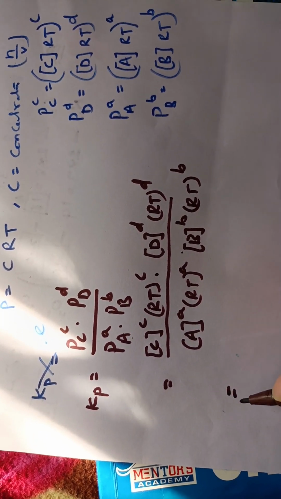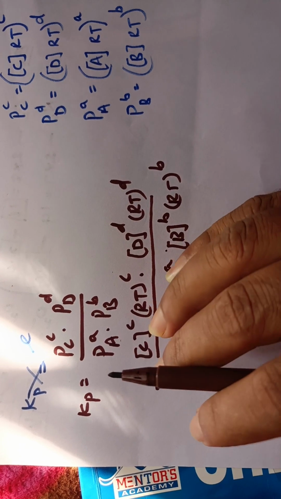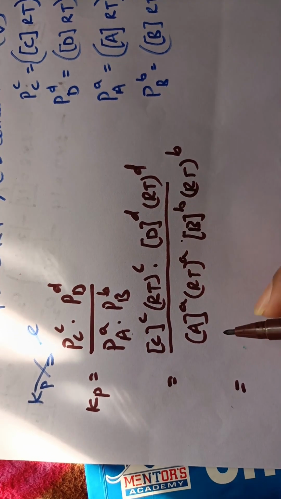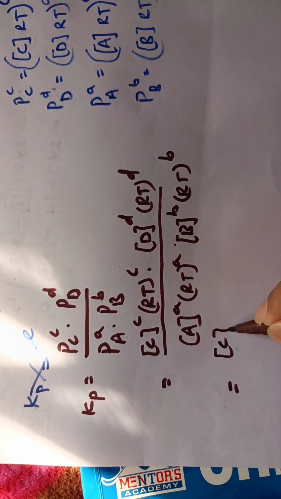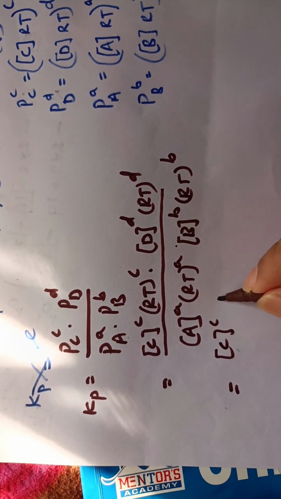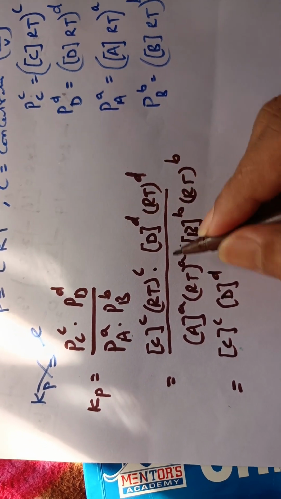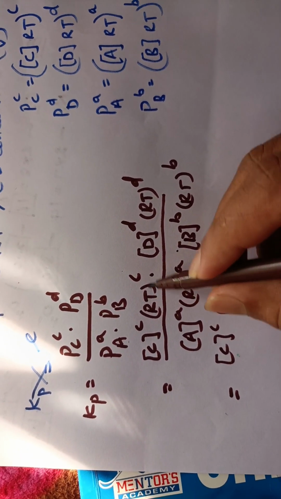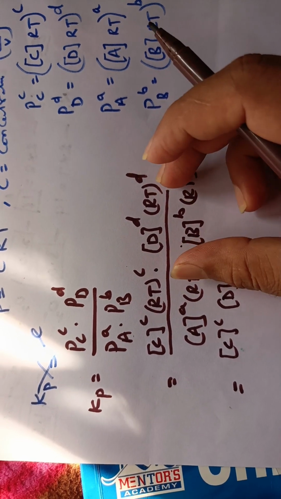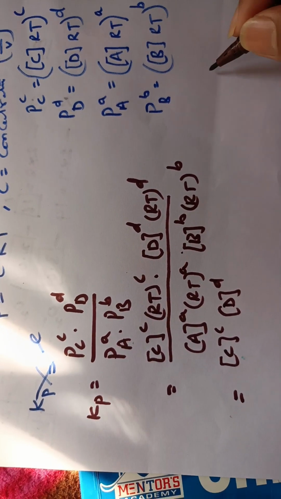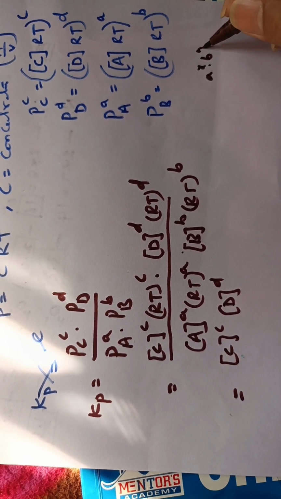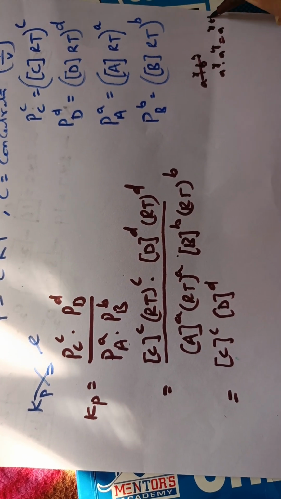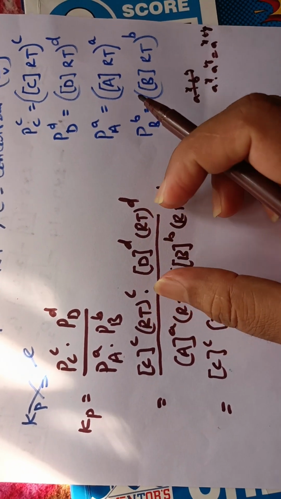Okay, now all these will be separated. So [C] power c and [D] power d, and RT these right next. This is the RT power c, this is the RT power d. What is the formula? This is a power x into a power y, this is a power of x plus y. Okay, that's the formula.